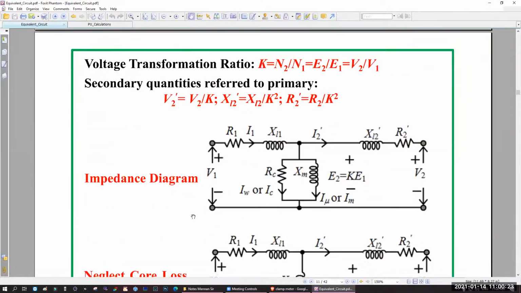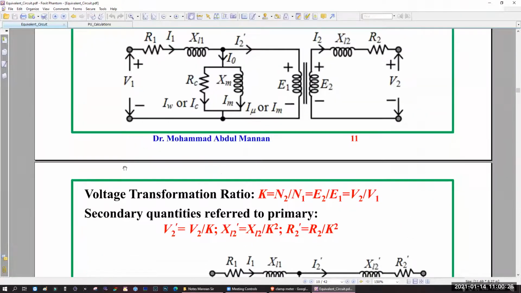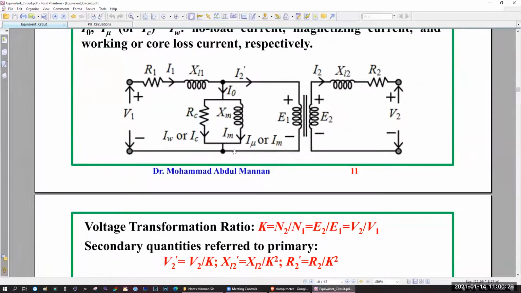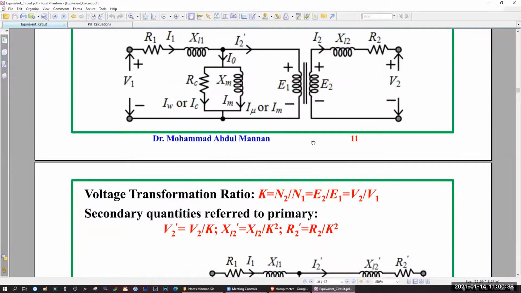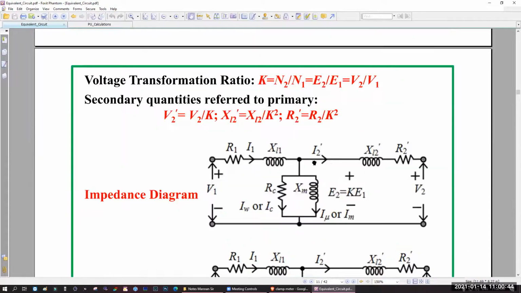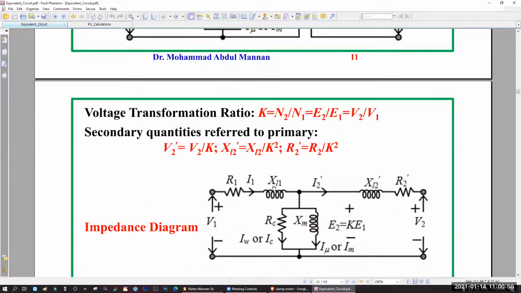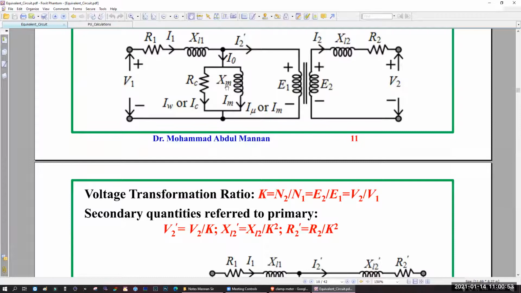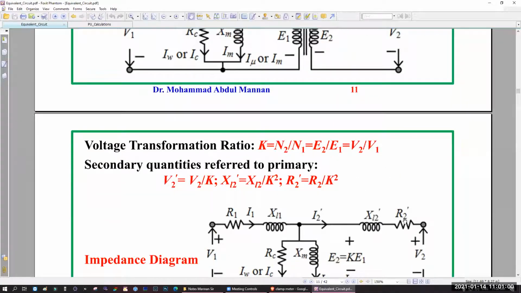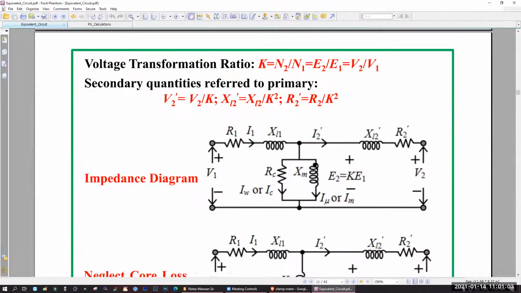Now, how will the impedance diagram of the transformer look? Is there any series resistance or series impedance you can add? No, nothing. You can connect them like this. So you have R1, XL1, RC, XM, XL2, and R2, and nothing else. That's why it is called mutual, because they are shared on both sides. Got my point?